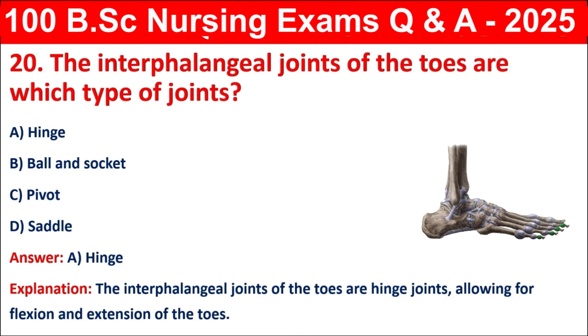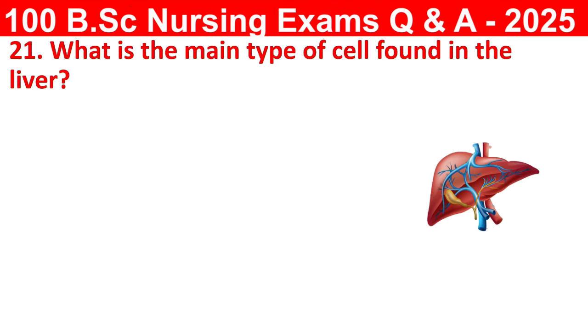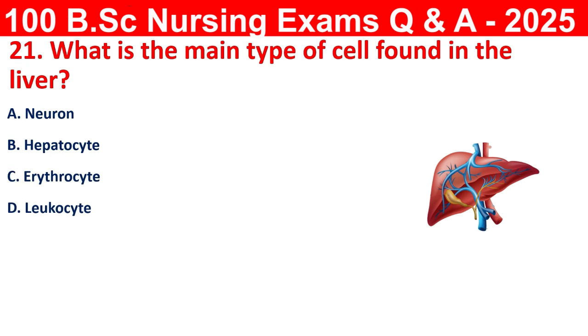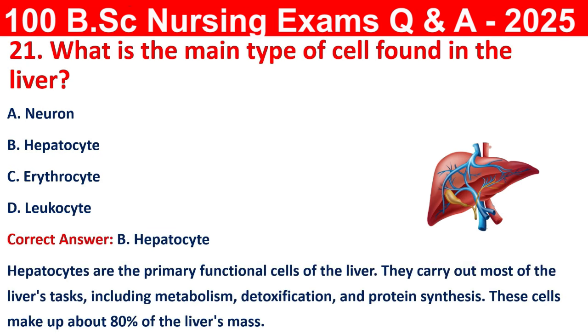Question number 21. What is the main type of cell found in the liver? Your options are neuron, hepatocyte, erythrocyte, or leukocyte. The correct answer is B, that is hepatocyte. Hepatocytes are the primary functional cells of the liver. They carry out most of the liver's tasks, including metabolism, detoxification, and protein synthesis. These cells make up about 80% of the liver's mass.